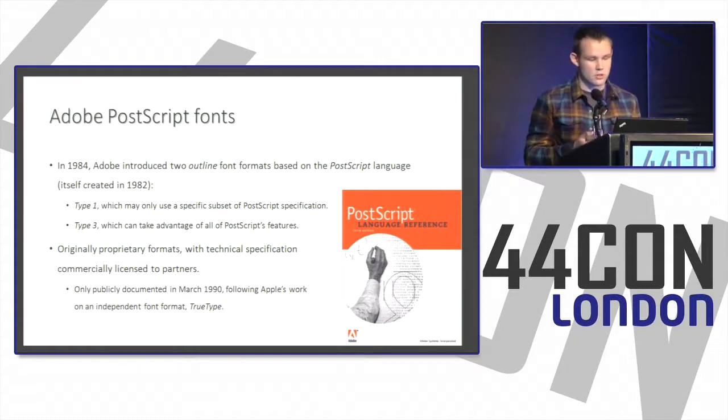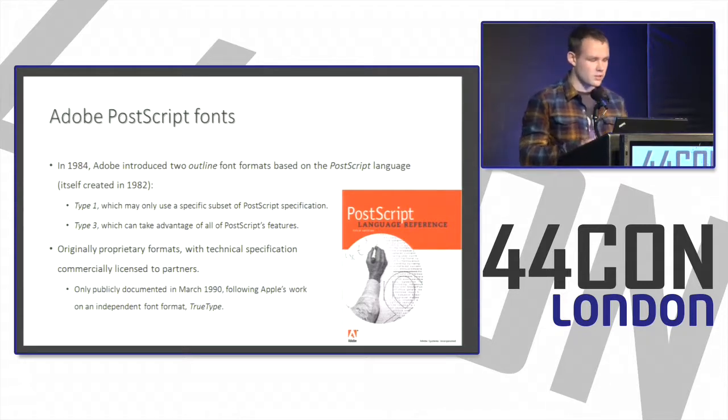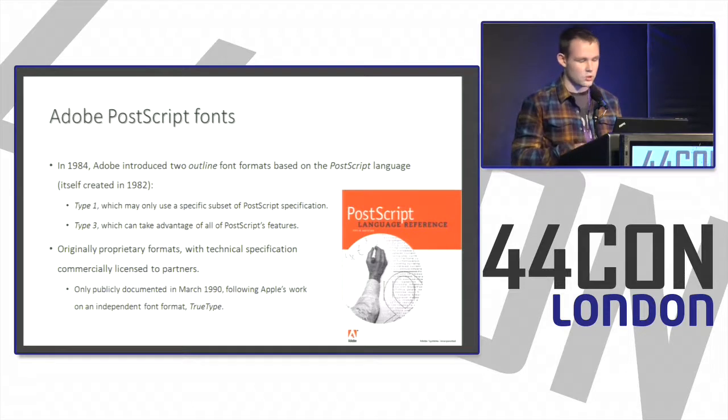So they introduced outline font formats called Type 1 and Type 3. And Type 1 is the one that we're really interested in because it's the commonly used one. So it's a kind of font that uses PostScript programming language and more specifically a very concrete subset of the specification. And when they were introduced by Adobe originally, they were very proprietary.